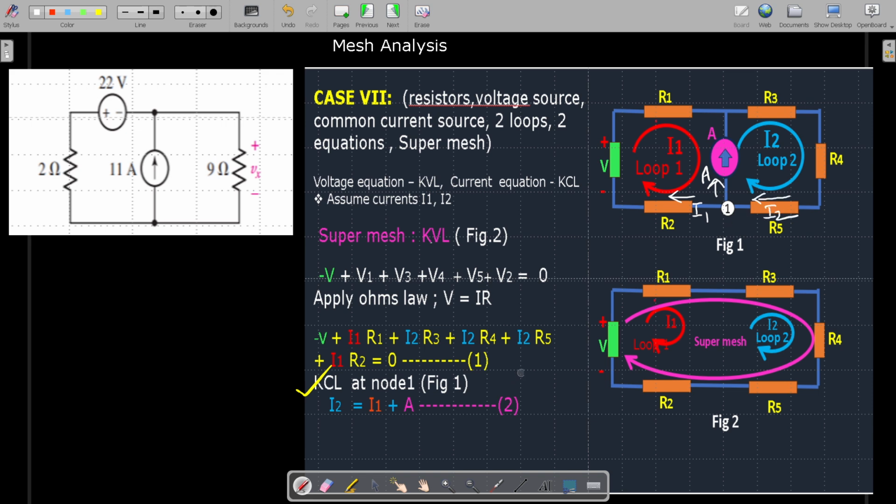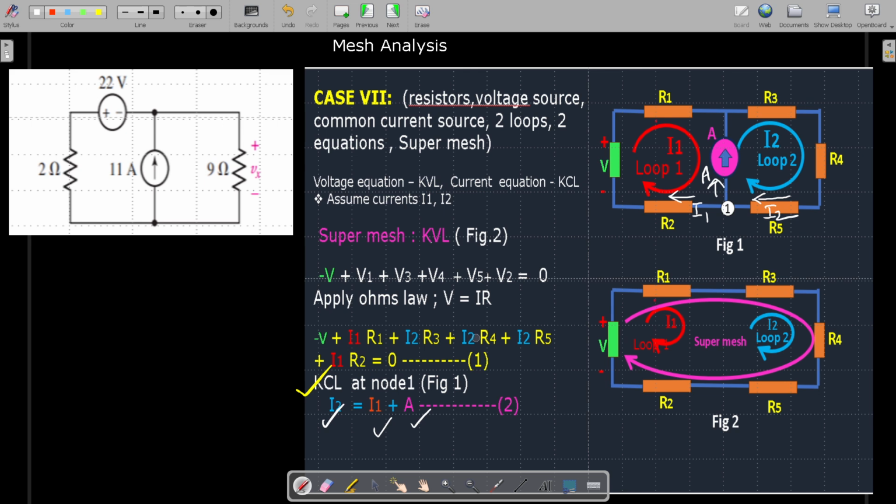So we know what KCL is. It is the summation of entering current is equal to the summation of leaving current. So what are the entering currents here? Only this I2 is the entering current to this particular node, and what are the leaving currents? This I1 and A are the leaving currents. So we have formed these two equations. After forming these two equations, we can go for solving them.